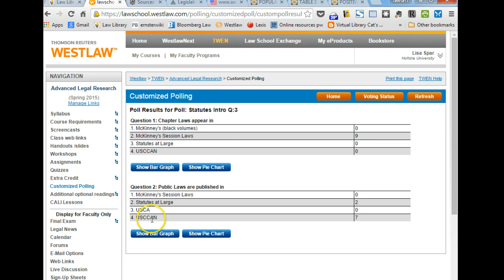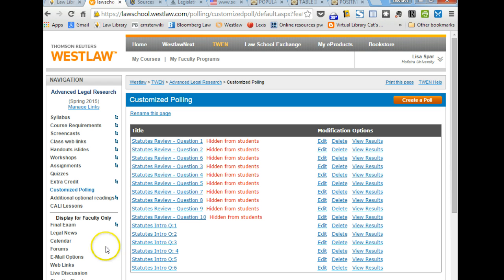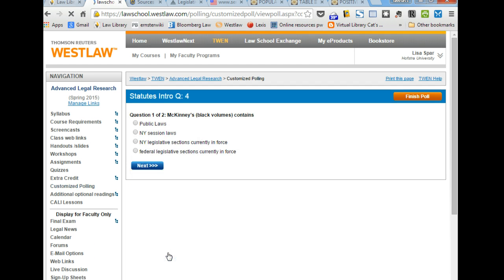Okay, so let's go back to customize polling and do question 4. McKinney's that appear in the black volumes contains... and then the next question when you're done with that: United States Code contains... Wave at me if you're still working. Okay, I see some waving.